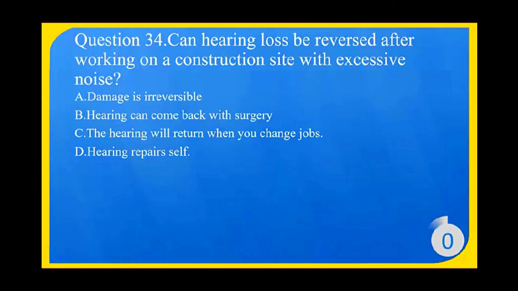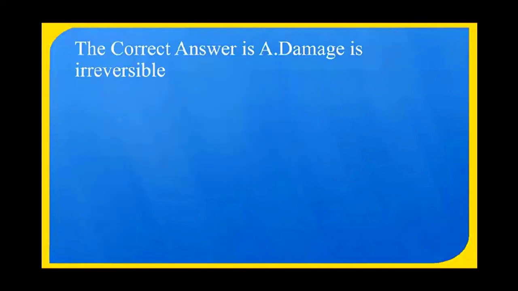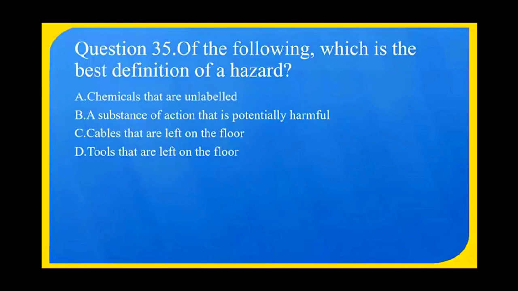The correct answer is A. Damage is irreversible. Question 35. Of the following, which is the best definition of a hazard? A. Chemicals that are unlabeled. B. A substance or action that is potentially harmful. C. Cables that are left on the floor. D. Tools that are left on the floor.